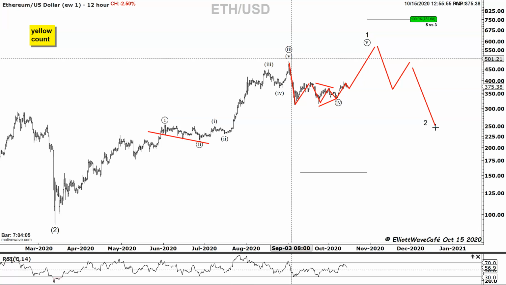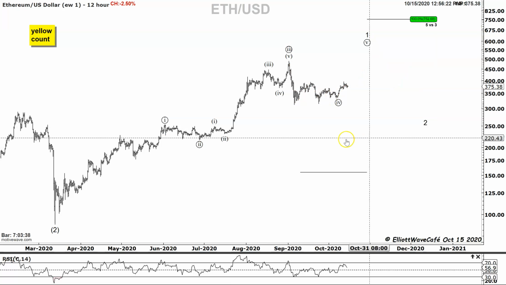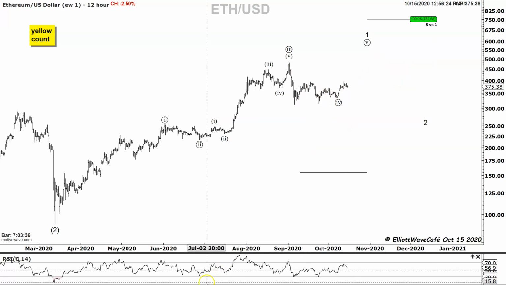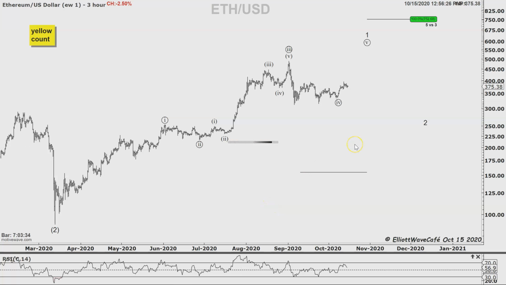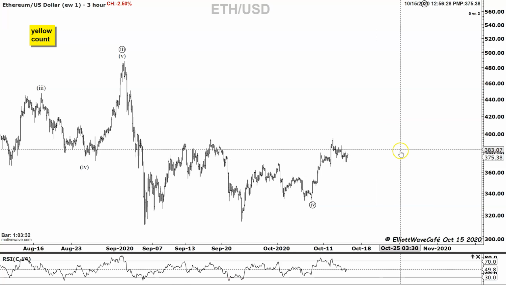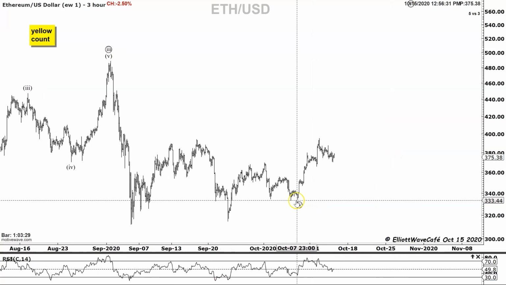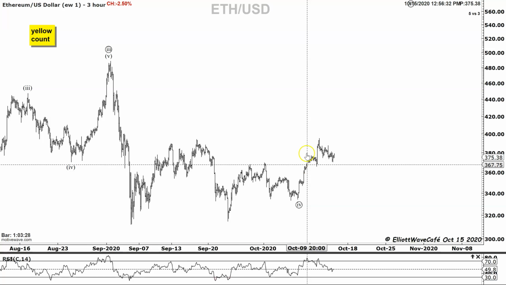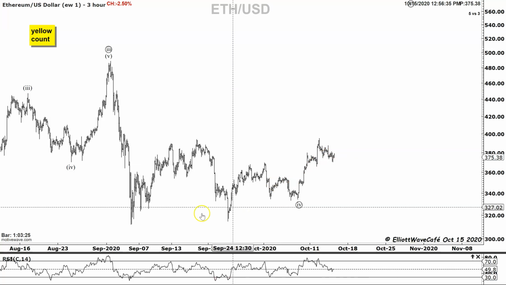But I don't have a high degree of confidence in any of these counts. I'm just letting Ethereum breathe a little bit. If I go on a smaller time frame, if you look at the move off the lows here, it is impulsive. You can look at this thing as being a 1, 2, 3, 4, and 5. So if that's an impulsive move off the lows, then my confidence is still to the upside.